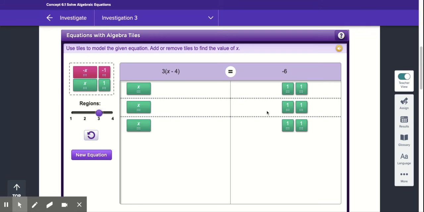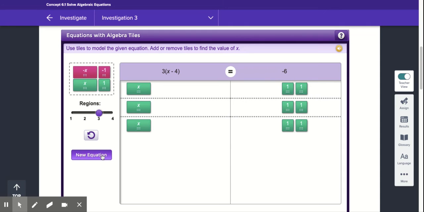If you divide them into these 3 regions, you should see that what you have left is that x equals 2. Okay, so that is the purpose of dividing them into regions, is basically you are grouping them like you did in elementary school. Okay, so that is using equations with algebra tiles.